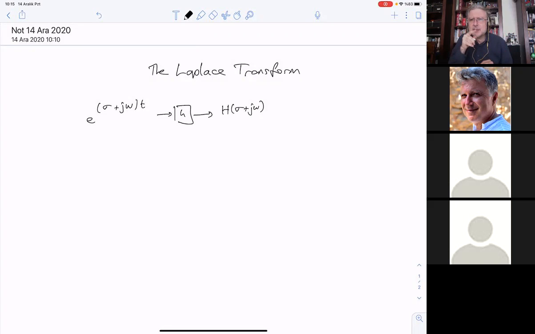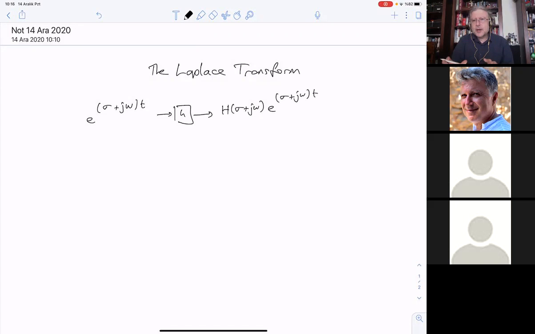And we know that if you take sigma equal to 0, we have already done this. E to the j omega t goes in, and the output is h of j omega times e to the j omega t. But this time we have sigma plus j omega t. So this input-output behavior holds as well, not necessarily for an imaginary exponential like e to the j omega t. And it expands our degree of freedom by some magnitude.